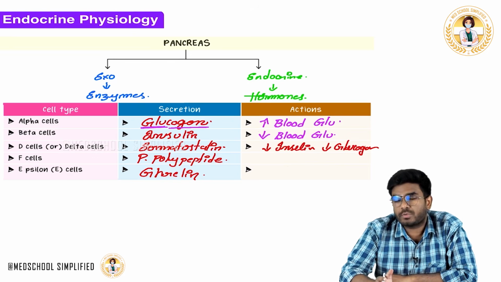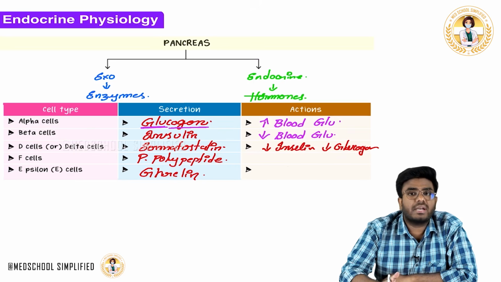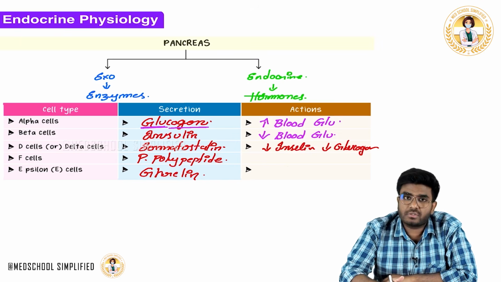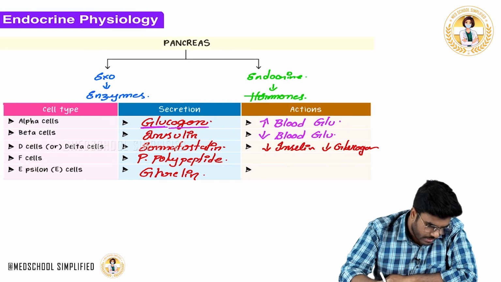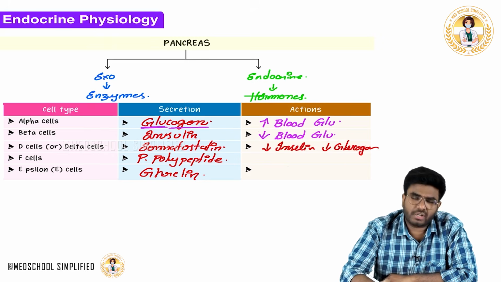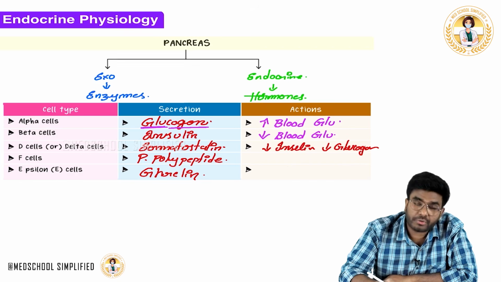Somatostatin is also produced by the hypothalamus. That somatostatin will decrease the growth hormone production, and not only that, somatostatin is produced in the GIT also. There it will decrease the release of gastric acid. Somatostatin inhibits everything. It decreases all the secretions. Now pancreatic polypeptide is not that important, and epsilon cells are producing ghrelin.